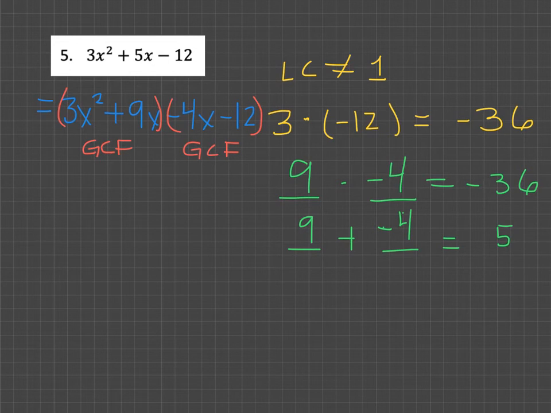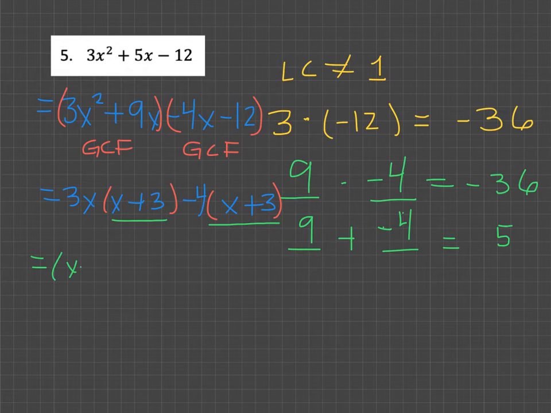First group, we're going to be able to pull out a 3x. And we're left with x plus 3. The second group, we can pull out a negative 4, and we'll be left with x plus 3. Now, it's designed so this will happen. If it doesn't happen, then you want to check your work. The quantity is going to be the same for both of those, and then that comes out in front.